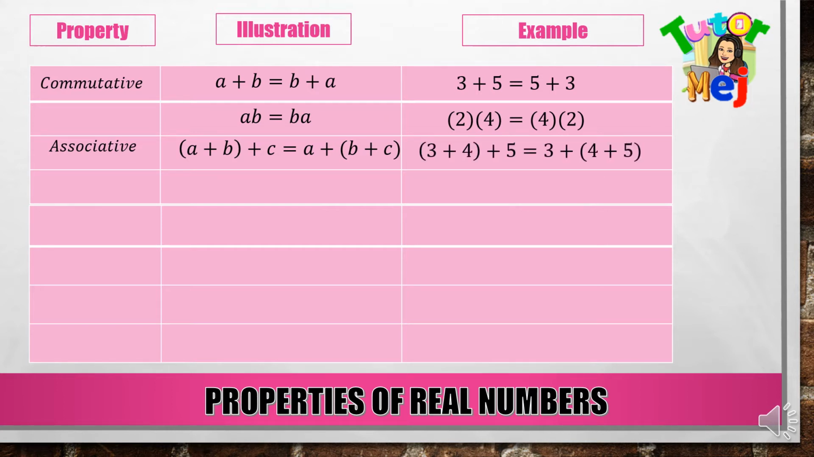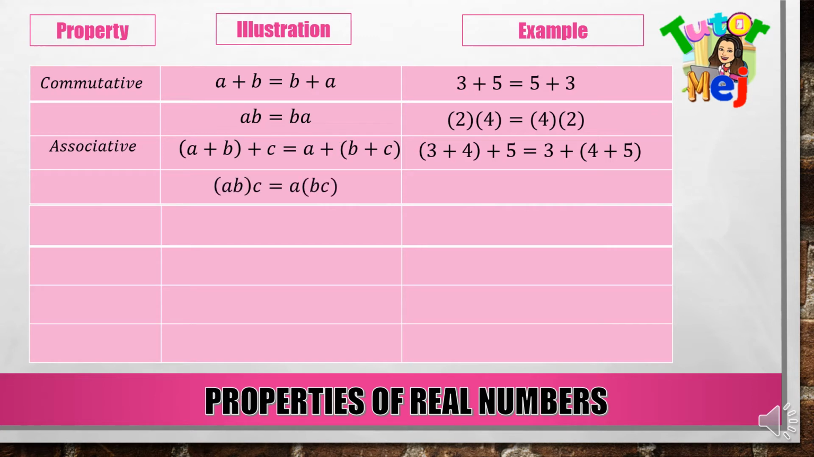So, example, quantity of 3 plus 4 plus 5 equals 3 plus quantity of 4 plus 5. So, unahin natin yung nasa loob ng parentheses. So, left side muna tayo. What is 3 plus 4? We have 7. 7 plus 5? We have 12. So, sa kabila, unahin muna natin si 4 plus 5. 4 plus 5 is 9. And 9 plus 3 is 12.